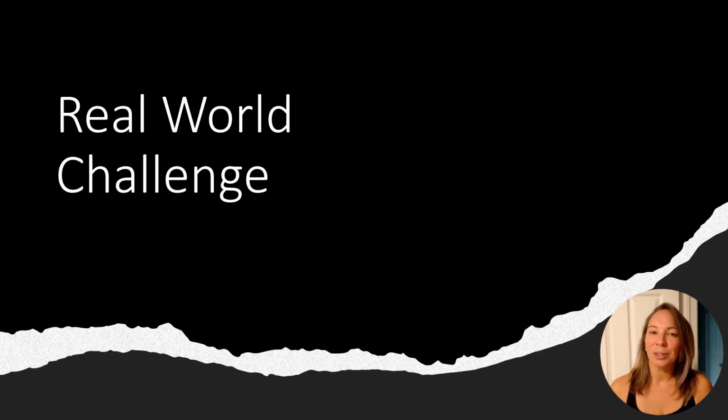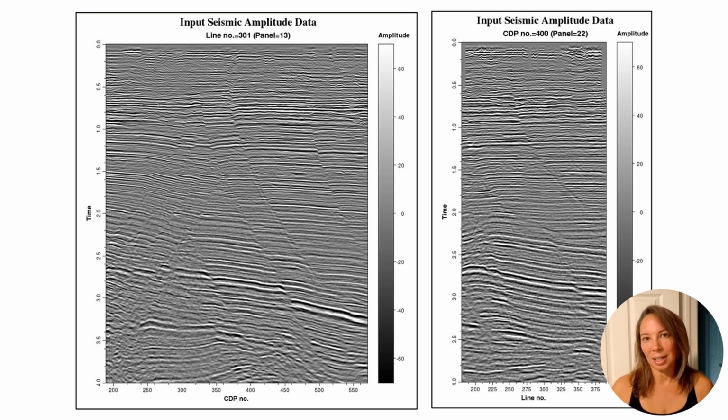So now let's look at a real-world challenge. Here's an example from the Gulf of Mexico. This is an early 1990s vintage data set from the West Cameron area. So it's a good place to demonstrate the method. We have channels, we have listric faults, and we have bright spots, as well as a strong acquisition footprint in the inline direction. So what we've got here are two different sections, one of an inline and one of a crossline.